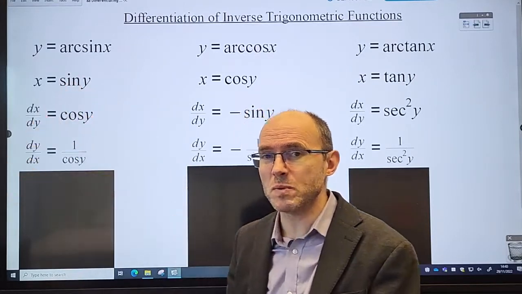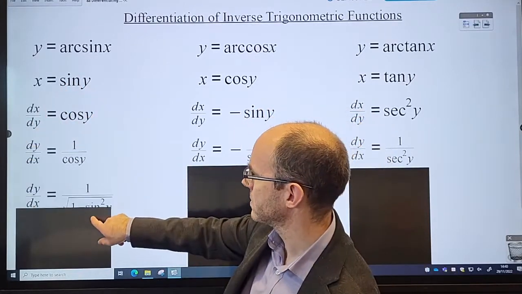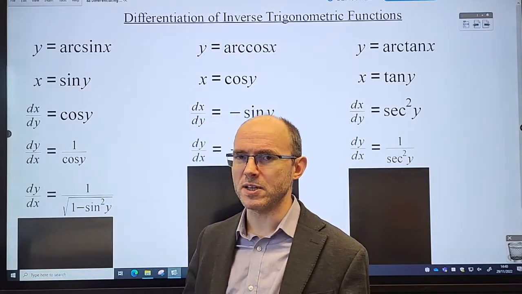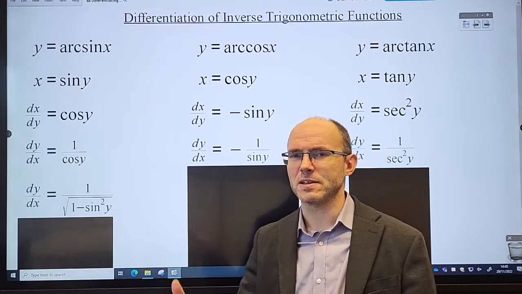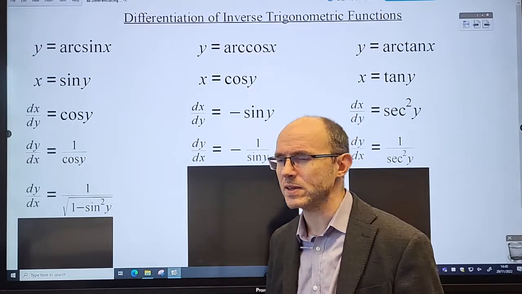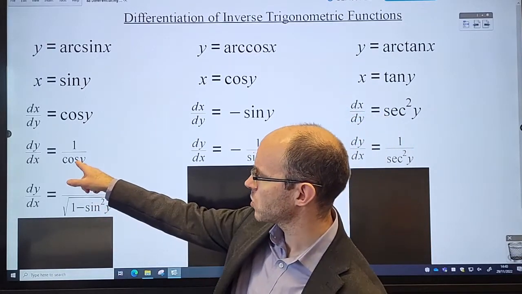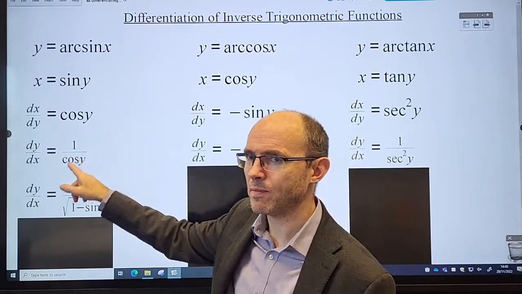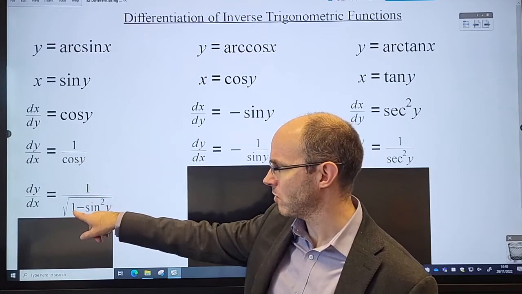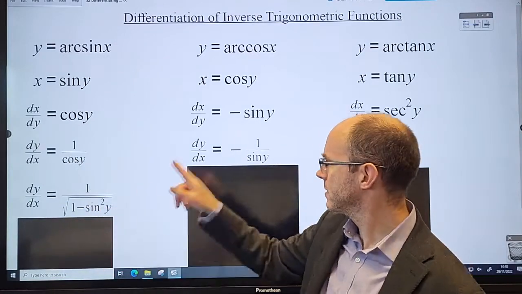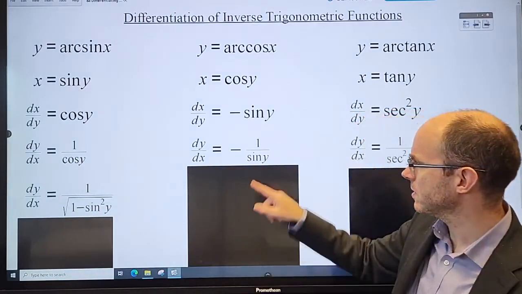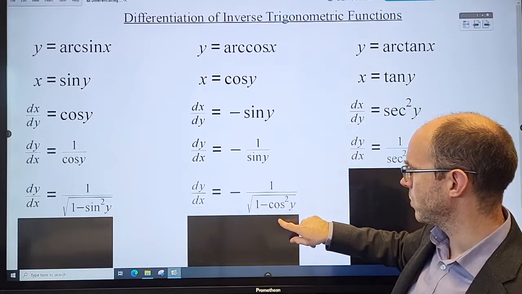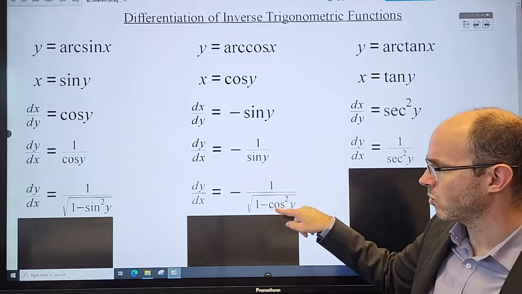Well, that's just going to be root 1 minus sine squared y, because of the identity cos squared y plus sine squared y equals 1. You can use any letter, cos squared theta plus sine squared theta equals 1. So cos squared y is 1 minus sine squared y, and cos y will be root 1 minus sine squared y. Same with this. So sine y is going to be root 1 minus cos squared y, so don't forget negative 1 over root 1 minus cos squared y.